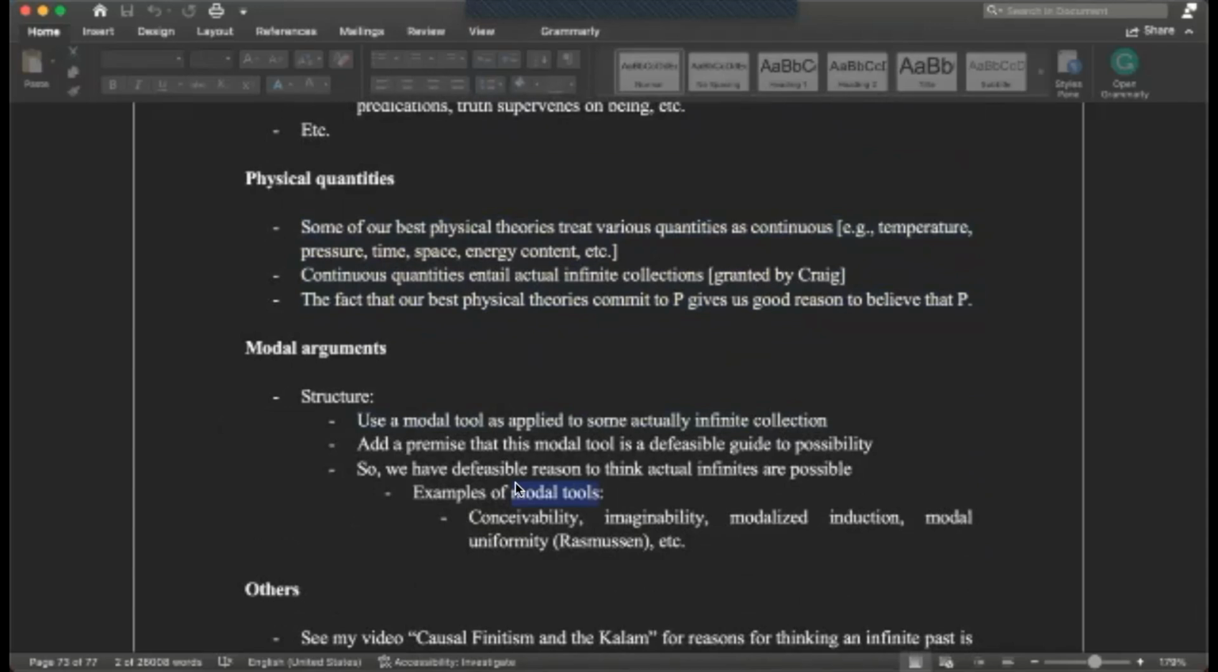You can use modalized induction. You can use modal uniformity. For a principle that Josh Rasmussen has defended, the principle is roughly that if x differs merely in quantity from y, and we know that y is possible, that gives us reason to think that x is possible. You can argue in turn that some infinite collections differ merely in quantity from finite collections, and those finite collections we know are possible, and so we have reason to think, defeasible reason of course, but still reason to think that the infinite collections are likewise possible.